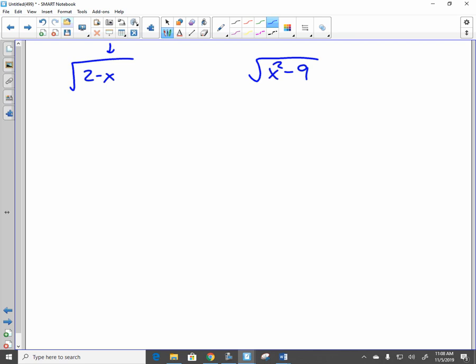I can't take the square root of a negative, so I set it up as 2 minus x greater than or equal to 0. It must be positive or equal to 0. Subtract the 2: negative x is greater than or equal to negative 2. Divide by negative 1: x is less than or equal to 2.